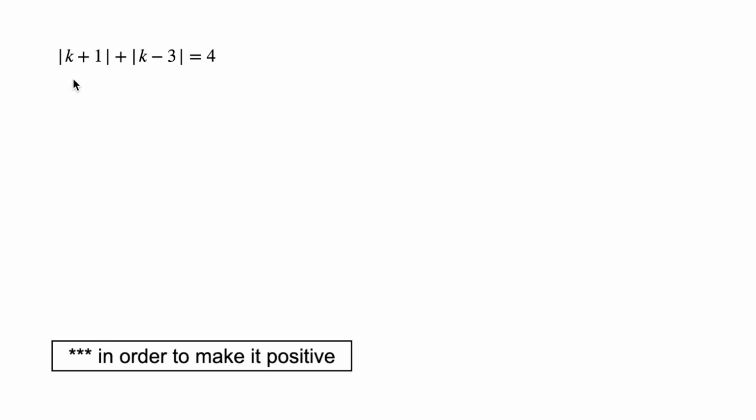And we can then use casework to solve this, since different values of k determine whether we need to put a negative in front of each expression when we get rid of the absolute value sign. Just to clarify, if the value we chose for k means that k plus 1 is a negative number, then when we get rid of the absolute sign, we need to put a negative in front of that expression, since absolute value signs make all numbers positive.